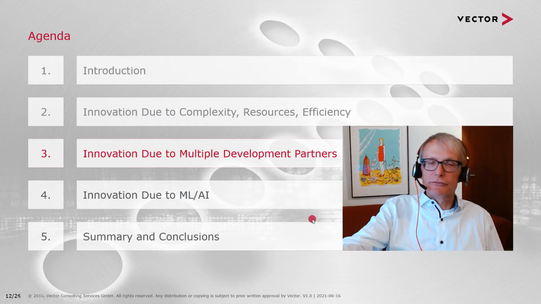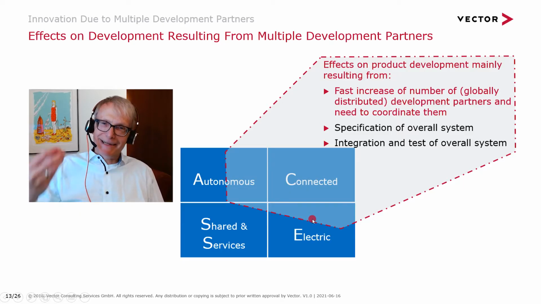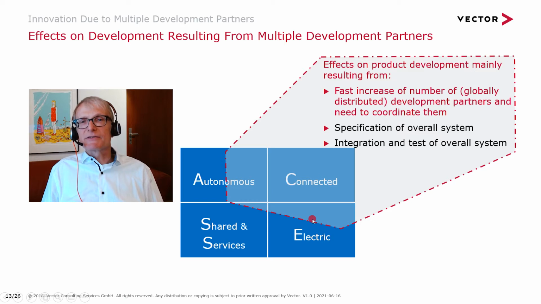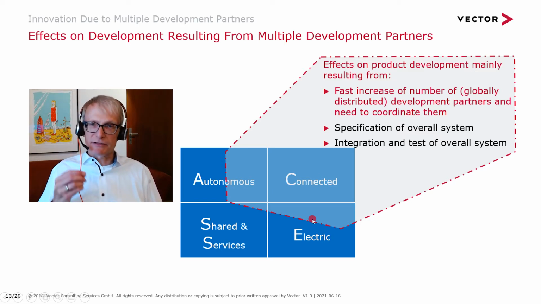Now let us come to innovation due to multiple development partners. So what do we need here? It mainly affects connected, somehow electric and autonomous. But the effects we see on the product development are the following. We see a fast increase of the number of development partners, and we see a huge need to coordinate them. We also see the need to specify the overall system. We also see the need to integrate and test the overall system. But I will focus in my presentation today on this first topic.